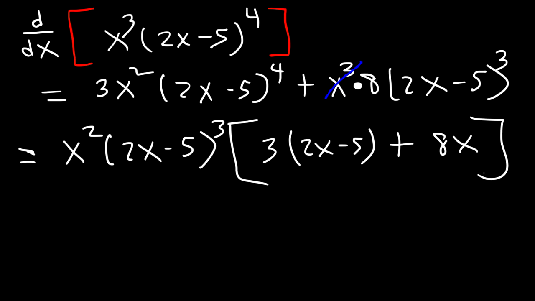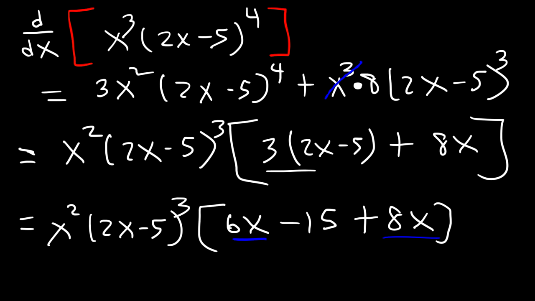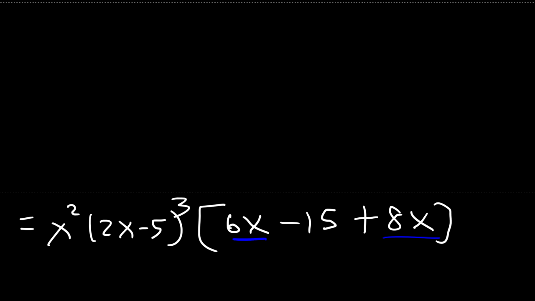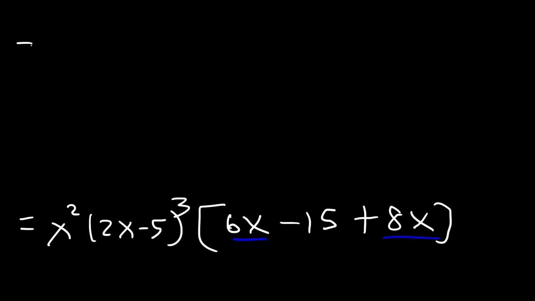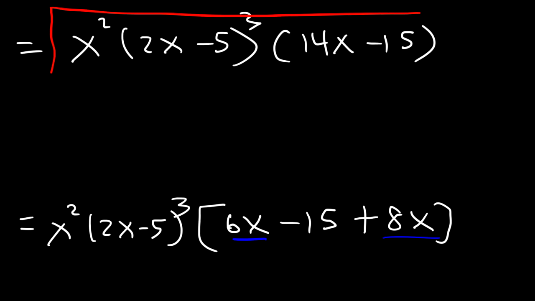Now all we need to do is distribute the 3 and combine like terms. So 3 times 2x, that's 6x. 3 times negative 5, that's negative 15, plus 8x. And now let's add these two. So we're going to have x squared times (2x minus 5) to the third power, and 6x plus 8x, that's 14x. So this is the final answer, fully simplified.